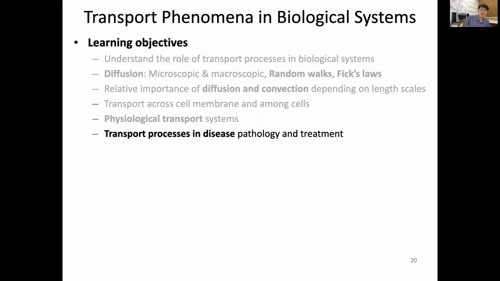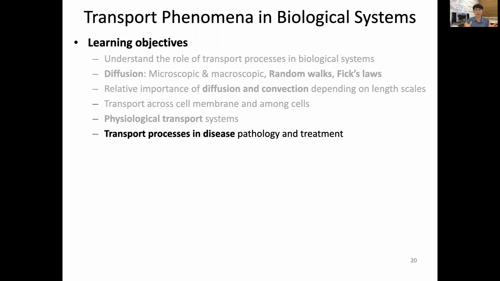All right, now this is the last section of transport phenomena in biological systems. Here I want to discuss a few examples of transport processes in disease pathology and treatment issues. I believe transport is so important in our physiology that if something is wrong, the pathology is very related to this transport phenomena. And even our treatment strategy is also very important.